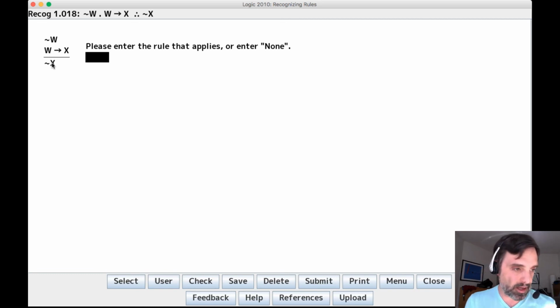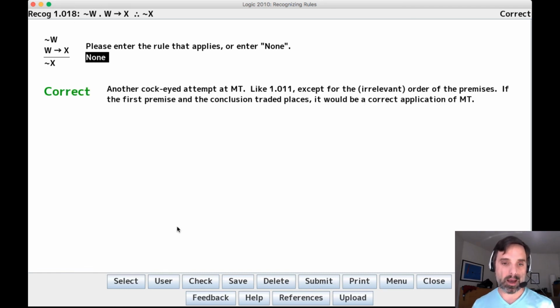So remember, let's say if I have a cookie, then I will be happy. Does it follow that if I don't have a cookie, I will be unhappy? No. Maybe if I don't have a cookie, I'll be unhappy. But if I'm in a good enough mood, then even though I don't have a cookie, I'll still be happy. So the negation of the antecedent doesn't imply the negation of the consequent. So we say none, and we check it, and we are correct.